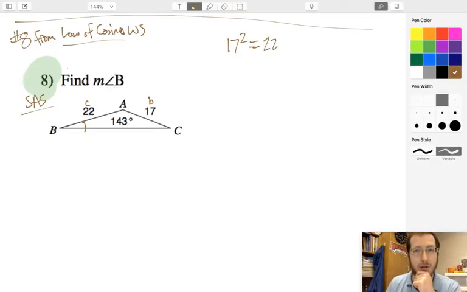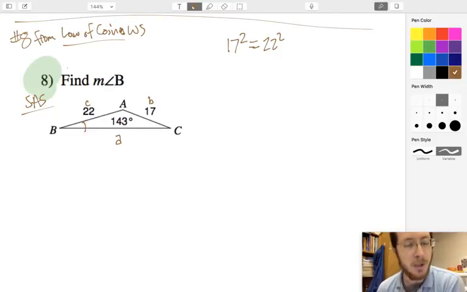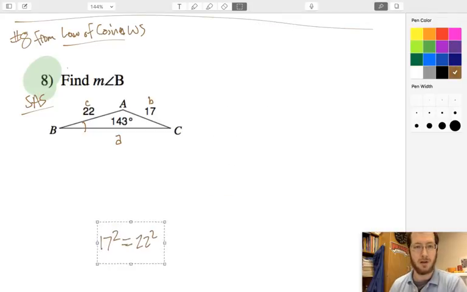22 squared, and I don't have my third side, I don't have little a. So we can't have two unknowns in our equation. We can't have little a unknown and angle B unknown. So we're going to have to find little a first before we can find angle B. Okay, so we're going to do this in 2 steps. We're going to save this for later. Okay, we'll come back to that.